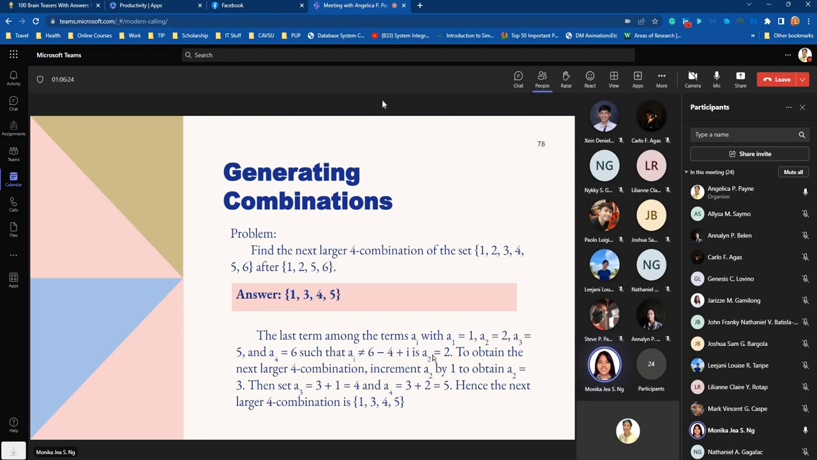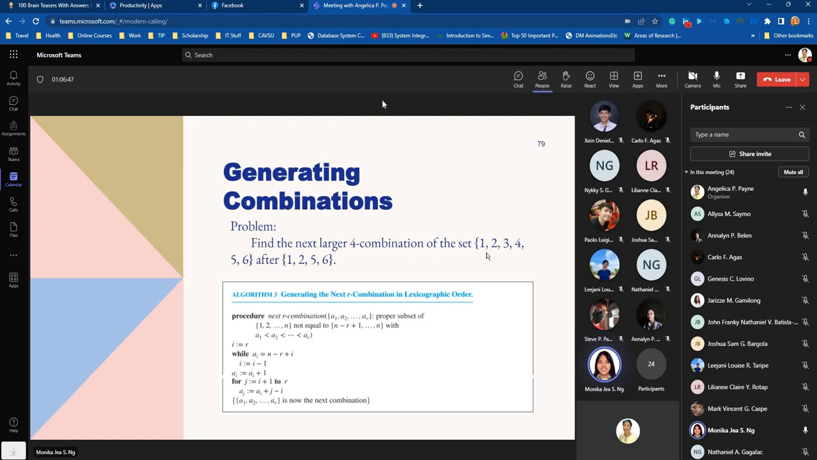So the 2 would increment by 1. Then the answer would be 3. Then set a sub 3 equal to 3 plus 1, which is 4, and a sub 4 equal to 3 plus 2, which is 5. Therefore, the next larger 4-combination is 1, 3, 4, 5.